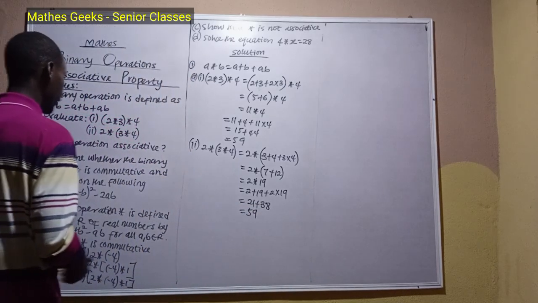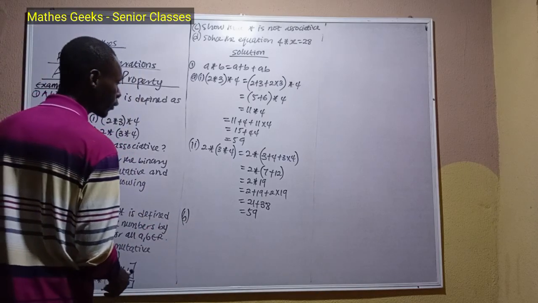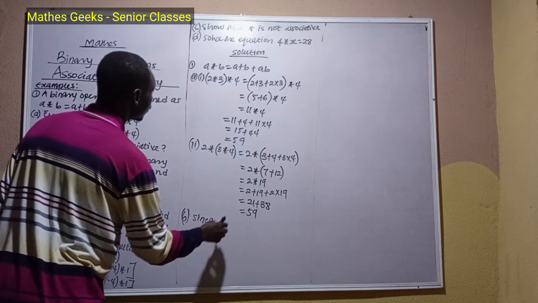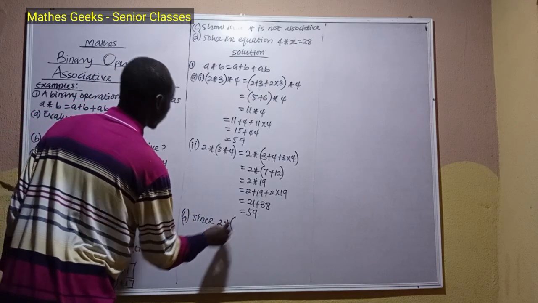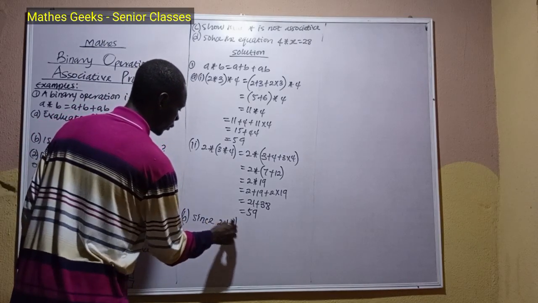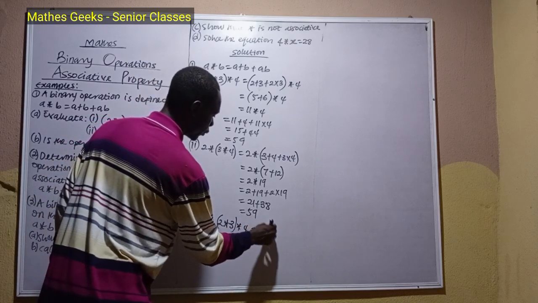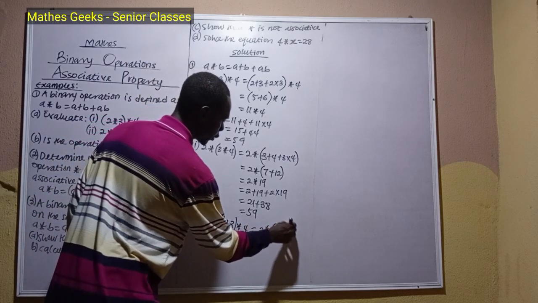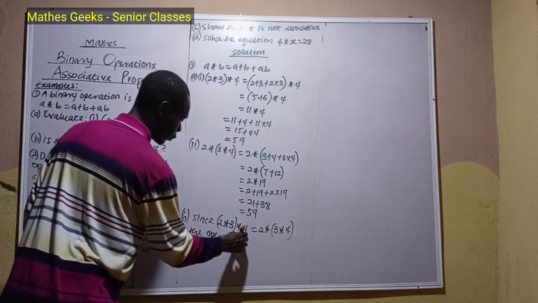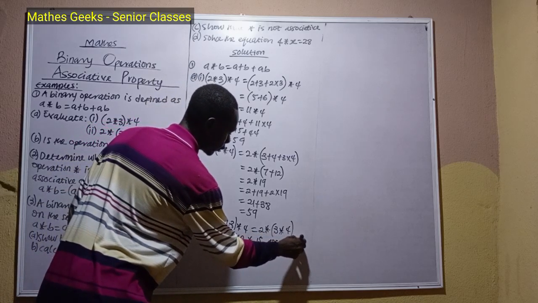Then, is the operation associative? Yes, since (2 star 3) star 4 equals 2 star (3 star 4), the operation star is associative.